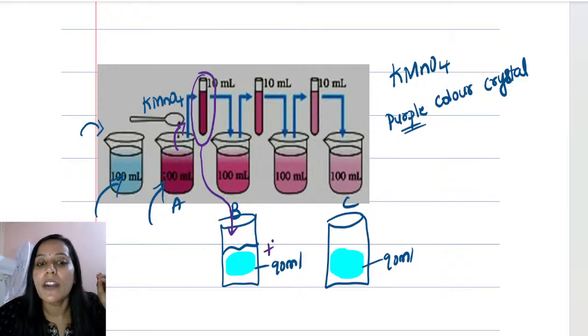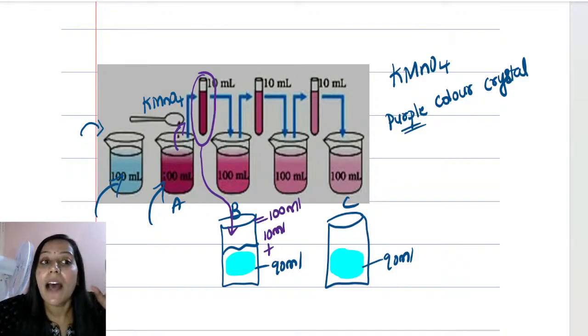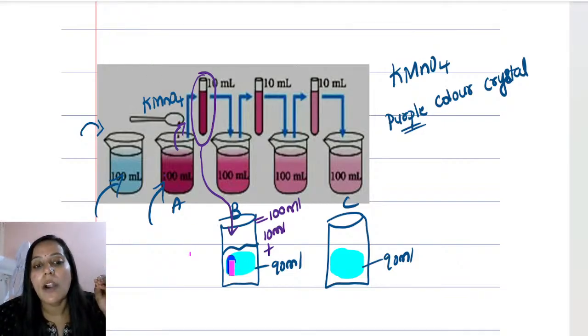So when we add 10 ml of solution to 90 ml of water, finally it will become 100 ml. Now the observation is, the moment you add the pink color solution to beaker B, what happened? Just a minute. The moment you add pink color to this beaker, what is happening?